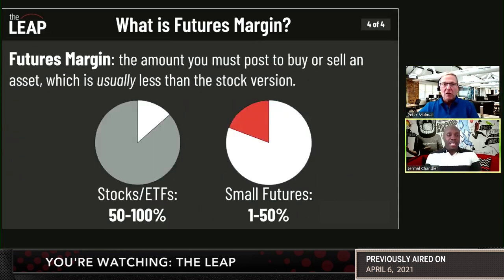All right. So last slide we got here. Futures margin, the amount you must post to buy or sell an asset, which is usually less than the stock version. Right. So on the left here, we got stocks and ETFs at about 50 to 100%. In small futures, we got 1 to 50%.